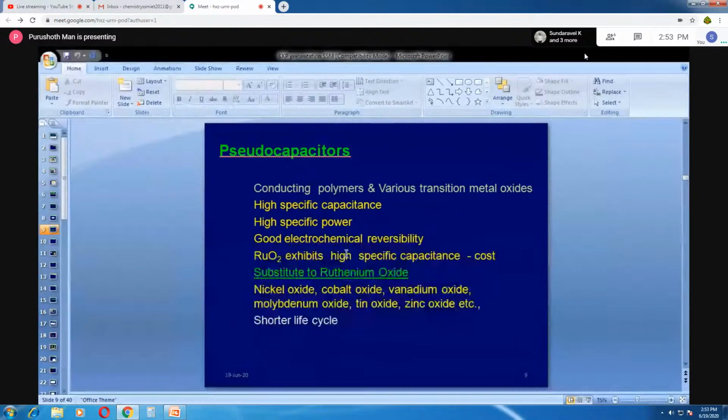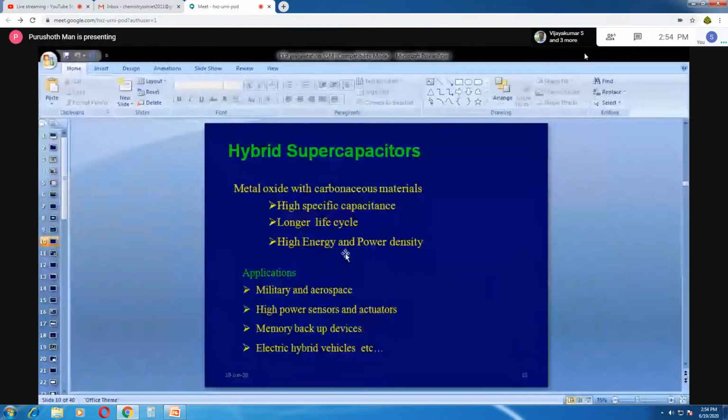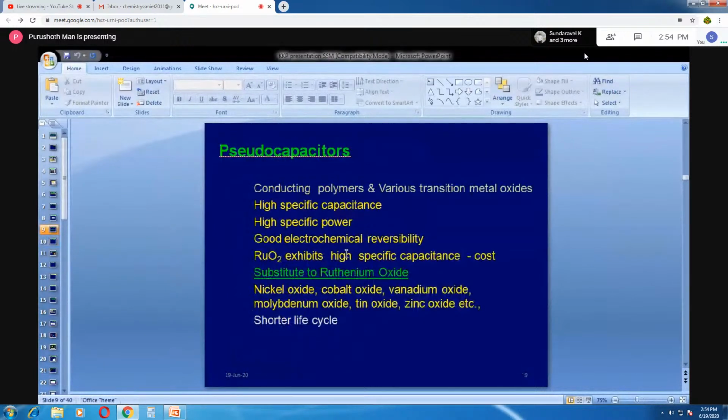Transition metal oxide with carbon materials. So metal oxide with carbon material is having high specific capacitance, longer life cycle, high energy as well as power densities. So this is called the hybrid supercapacitor. And in the case of supercapacitors also, depending upon the cyclic voltammograms, nowadays they are calling them battery-like capacitors. So this is also coming under pseudocapacitor behavior.